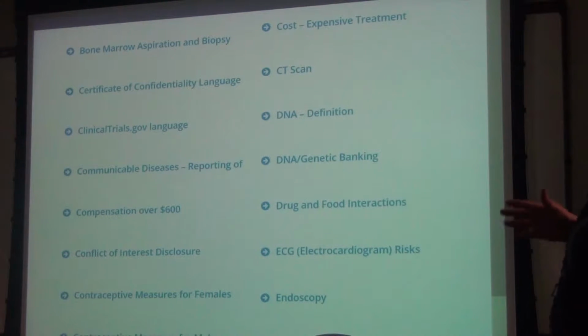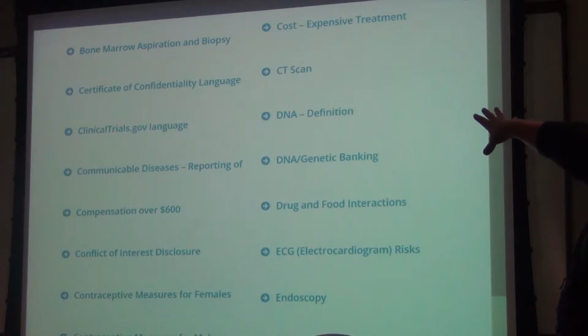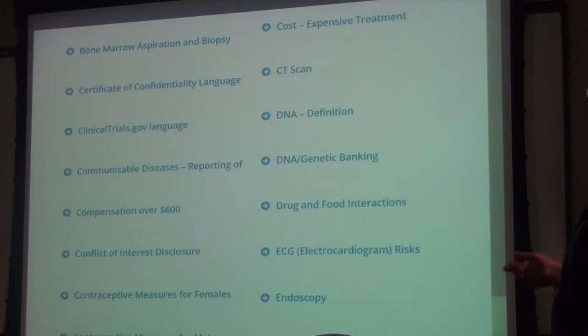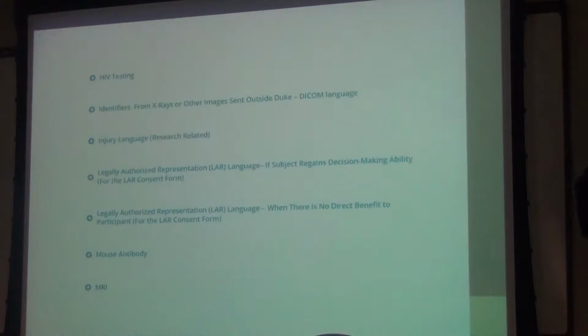That language is here. Contraception is so important, for females and males. The cost for expensive treatment, CT scans and the risk for that, DNA definition, DNA genetic banking, drug and food interaction, ECG risk, endoscopy, if you're going to use gadolinium, HIV testing. If you're going to send x-rays, it's hard to really de-identify them.